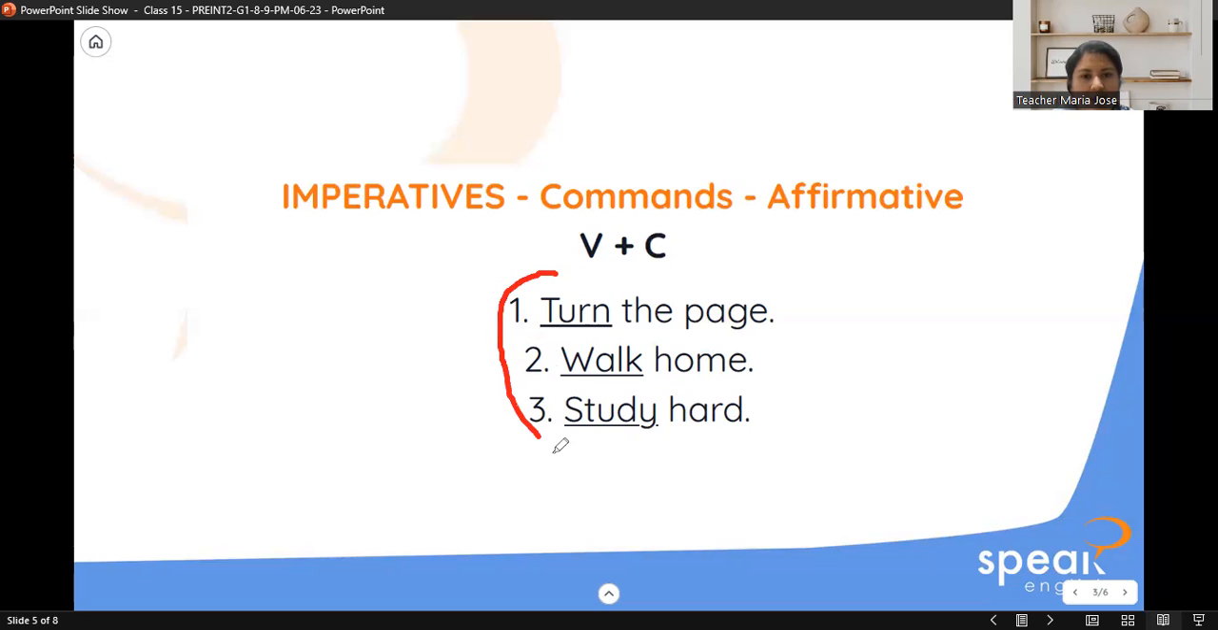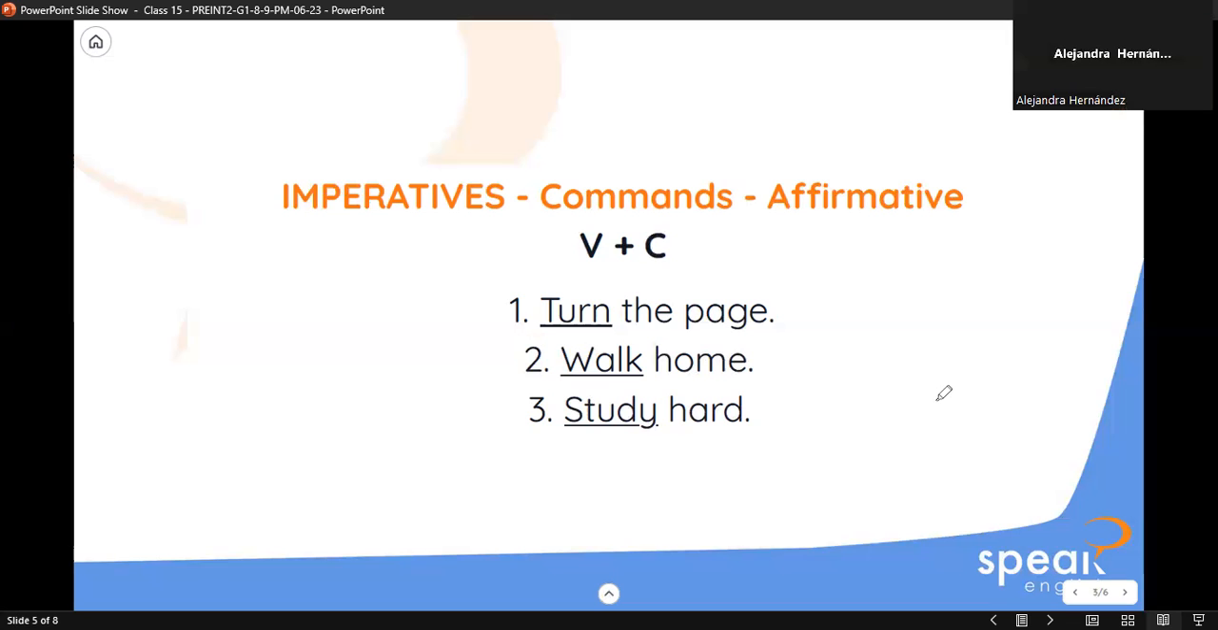Okay. So now that we have identified all of the information, we know that they follow the structure. So we have the verb and the complement. Very good. And these are, of course, affirmative sentences, okay? Can you give me another example, Alejandra, of an imperative? Sleep early. Okay. Any other? In affirmative, drink water a lot. Okay, excellent. So you get the idea. Let's continue.